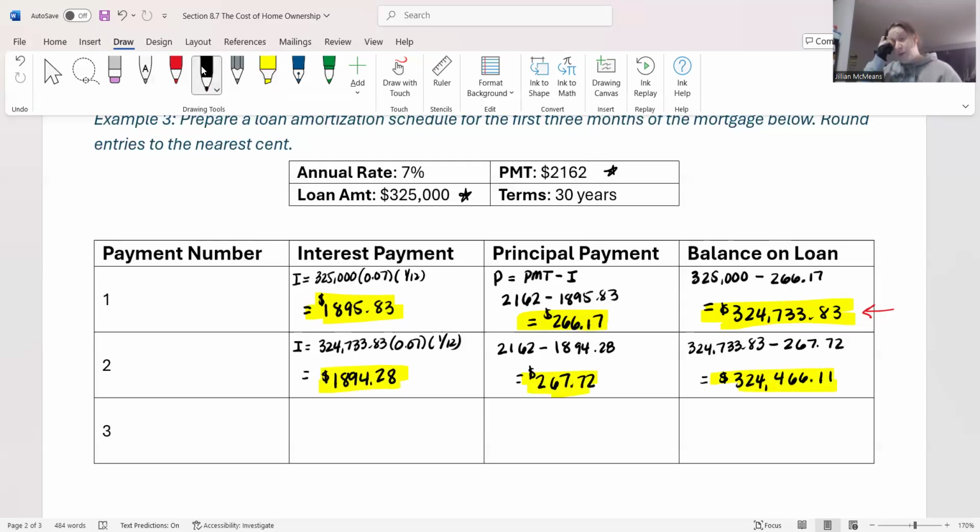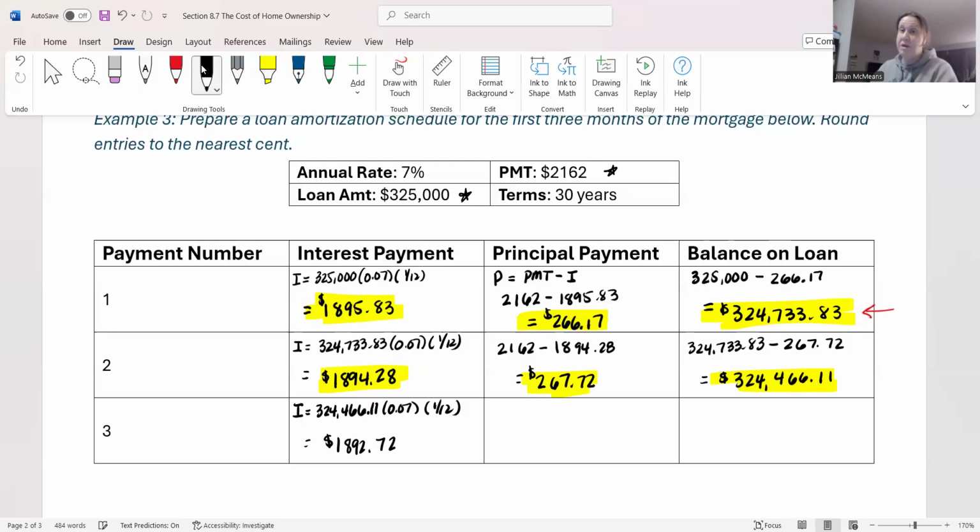Now for month 3, when we go to calculate the interest, remember in the interest formula, PRT, P is going to change. It's always going to be the latest balance on your loan. So for month 3, we get I equals $324,466.11 times 0.07 times 1/12. And that's going to tell us how much goes to the bank for interest that month. So let's see, 324,466.11 times 0.07 times 1/12. And this month, $1,892.72 goes to the bank.